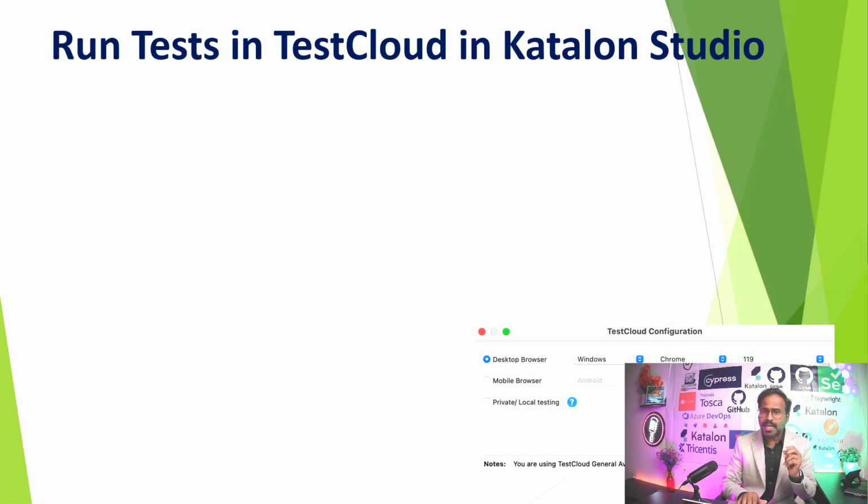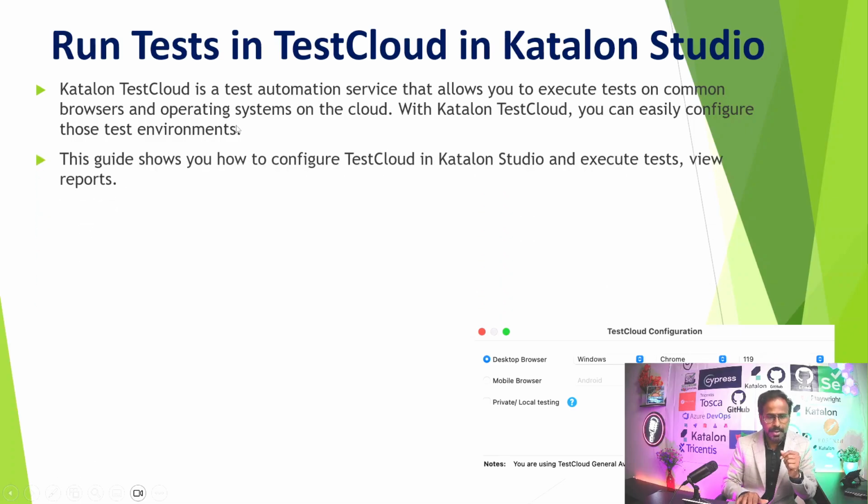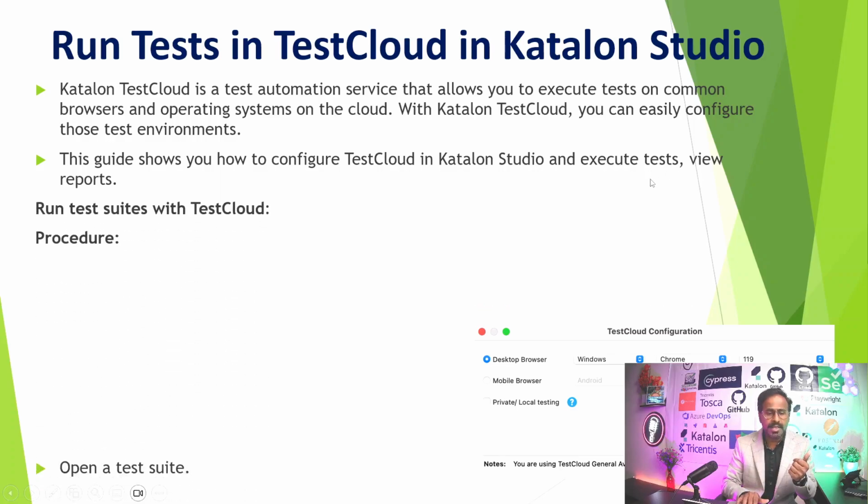So now let us see how can you run your automation scripts in TestCloud by using Katalon Studio. Now instead of using TestOps, we are going to use Katalon Studio to run tests on TestCloud environment. So as I told you, Katalon TestCloud is a test environment service that allows you to execute tests on common browsers, operating systems on the cloud. With Katalon TestCloud, you can easily configure those environments. So this guide shows you how to configure TestCloud in Katalon Studio and execute tests and view the reports. So let us see step-by-step procedure.